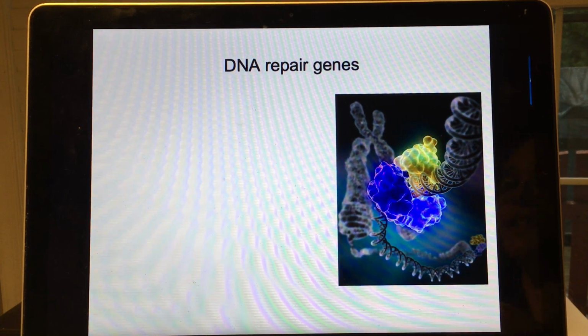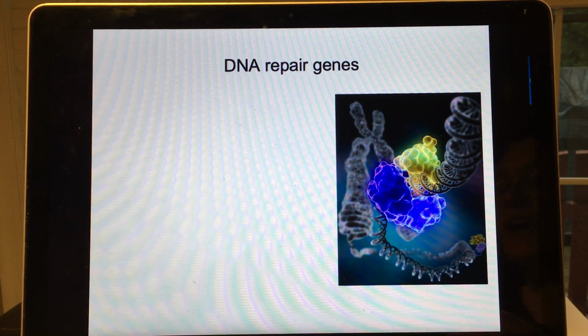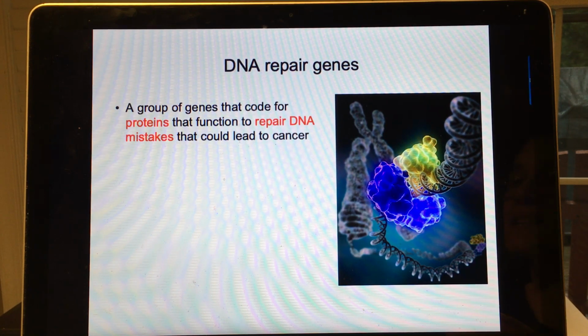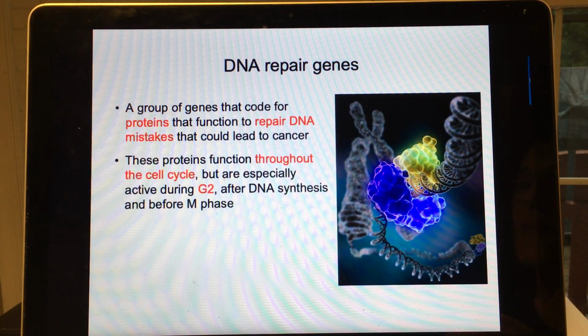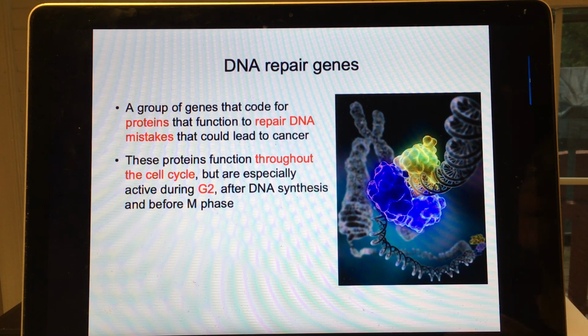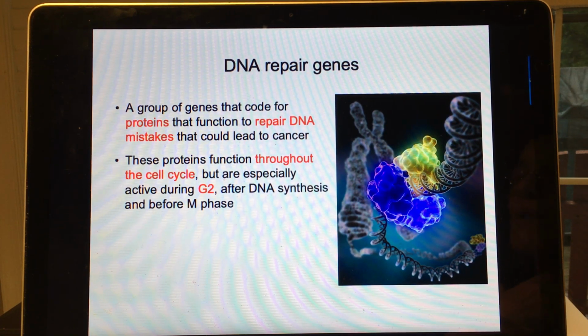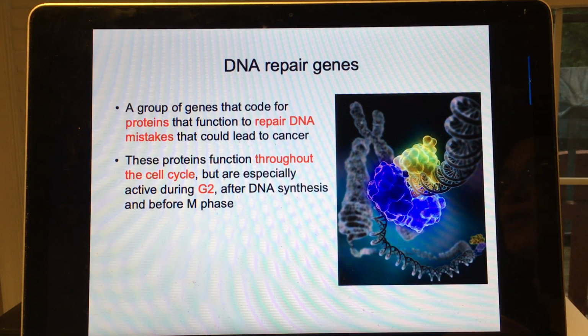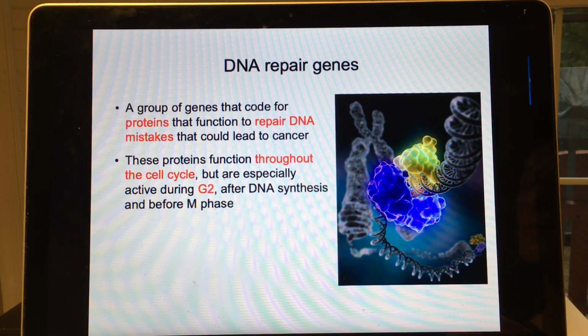The third kind of gene that I want to talk about is called a DNA repair gene. DNA repair genes find mistakes in DNA and repair them. They're functioning throughout the cell cycle, but mostly are active in G2 phase because that's right after DNA replication. That's when they're most likely to find mistakes, because mistakes happen during DNA replication. And you want them to be found right before the M phase, because once cells start dividing, the mistakes are going to be passed on.